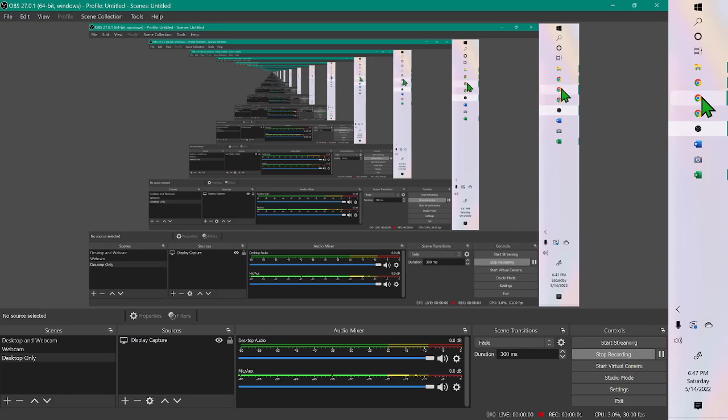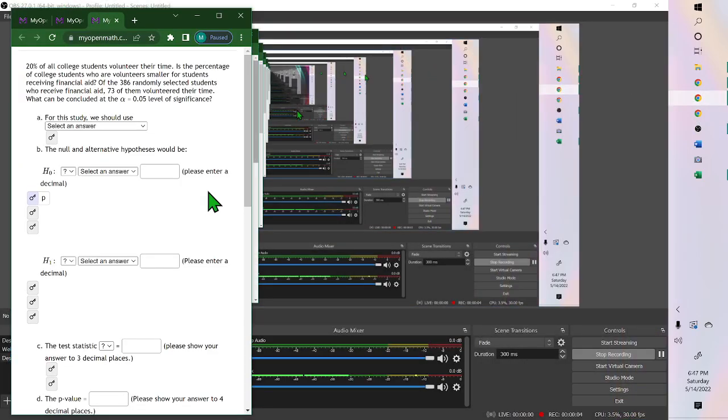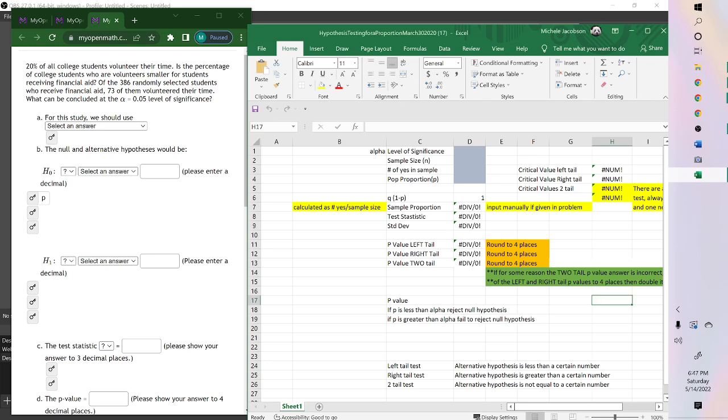Hello. For this test, it's a proportion, so you want to open in Chapter 9 the Excel hypothesis testing for proportions, and then we plug in here where the gray is. If we read this, 20% of all college students volunteer their time. Is the percentage of college students who are volunteers smaller for students receiving financial aid? Of the 386 randomly selected students who received financial aid, 73% of them volunteered their time.